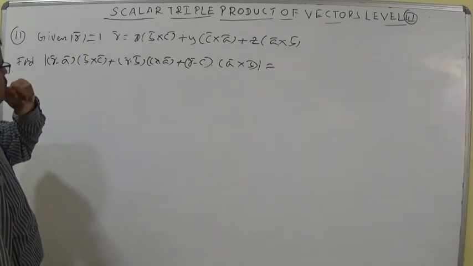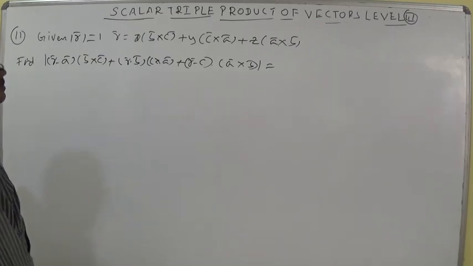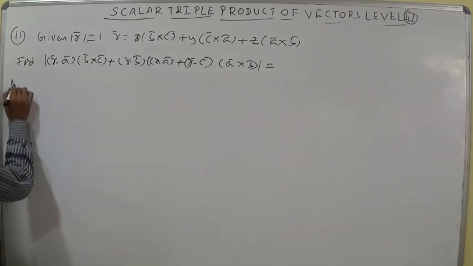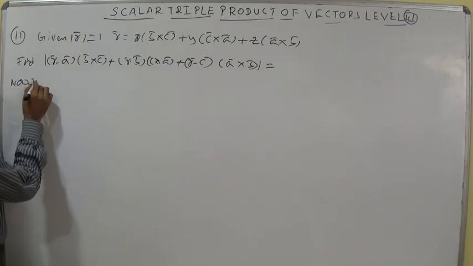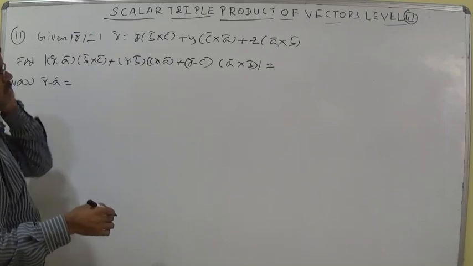Modulus of R bar is 1, given. R is equal to x into B cross C plus y into C cross A plus z into A cross B, given. Now I am writing R dot A. Now R bar dot A bar, what is R bar dot A bar?